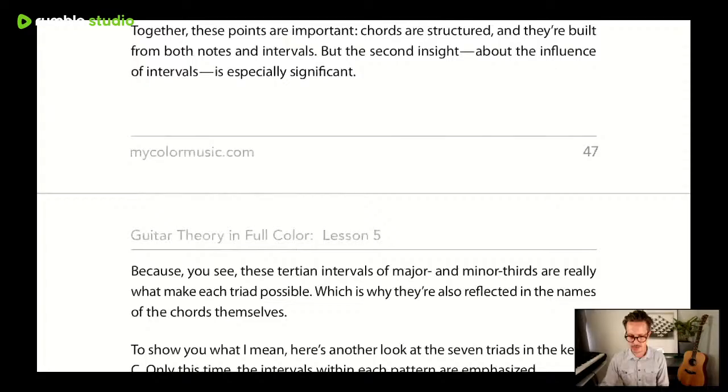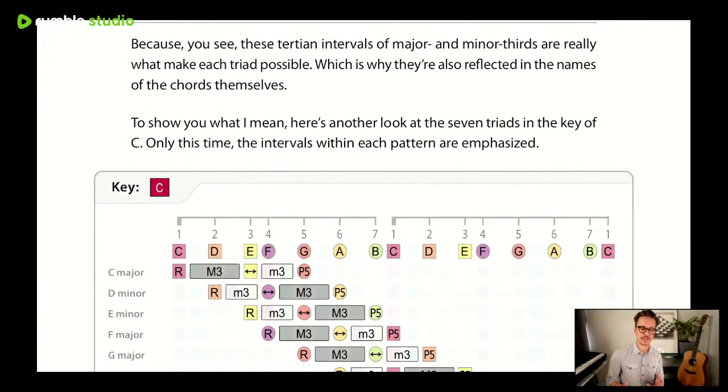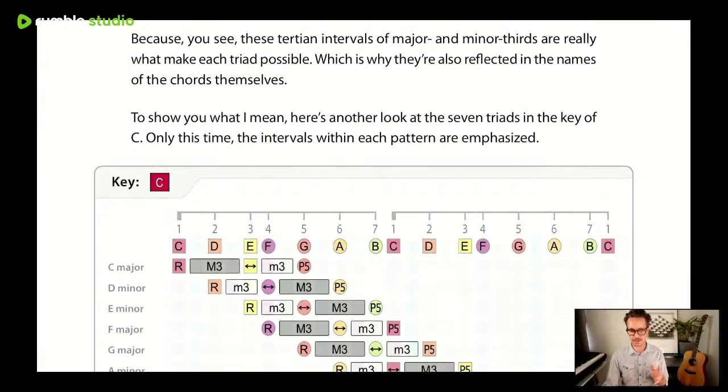And intervals, I've said it once, I'll say it a million times, music is all about intervals. This geometric framework of music is all about intervals. So as you understand these relationships between notes, it really makes chords fairly simple, actually. Because you see that these tertian intervals, major and minor thirds, are really what make each triad possible, which is why they're also reflected in the names of the chords themselves.